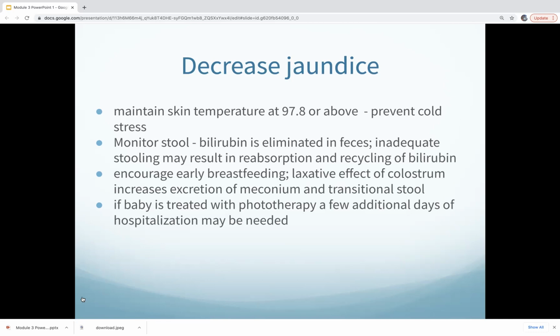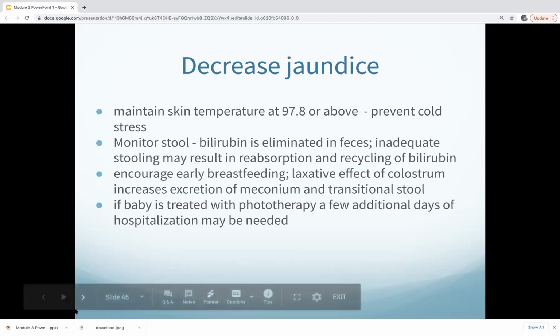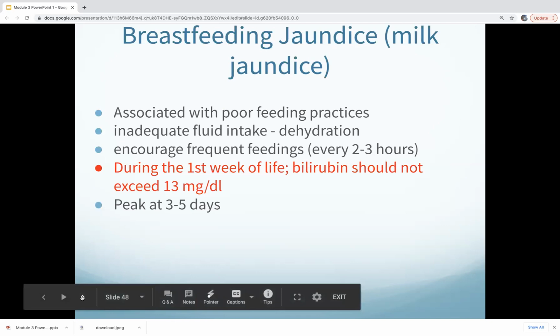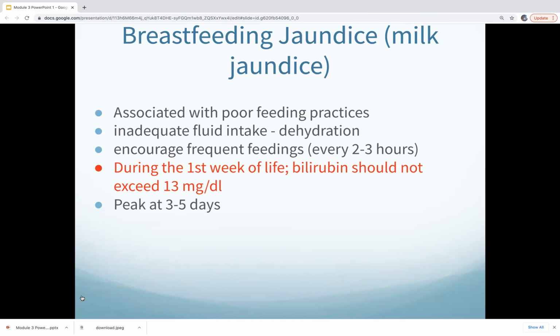Encourage early breastfeeding, which actually serves as like a laxative. The colostrum helps to increase the excretion of the meconium and transition the stool. And again, like he said, some babies are treated with phototherapy either in or out of the hospital. And that's just an example of that Billy blanket that he was talking about. And this is what I was talking about for breastfeeding jaundice. It's associated with poor feeding practices, a lot of times inadequate fluid intake. So encourage frequent feedings every 2 to 3 hours.